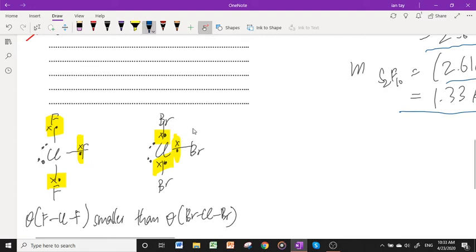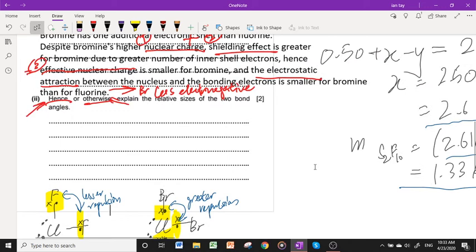So what we notice is that the bond pairs exert greater repulsion in the ClBr3 molecule, because they are closer to the central atom, while they are further away from the central Cl atom in the ClF3 molecule. So we can write the following.